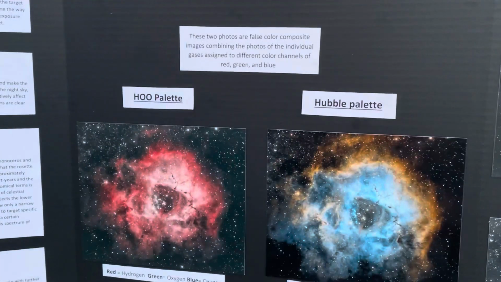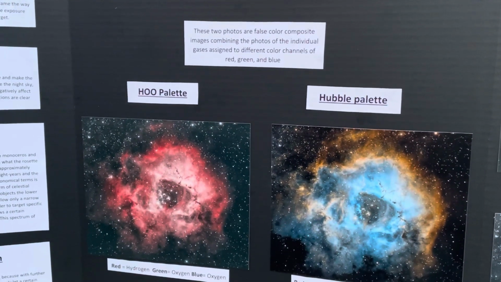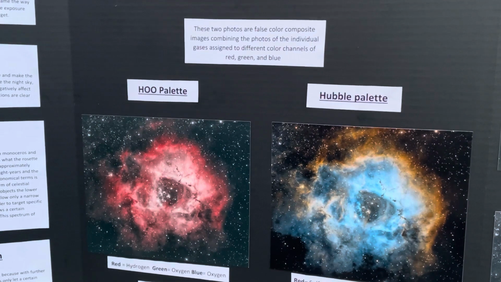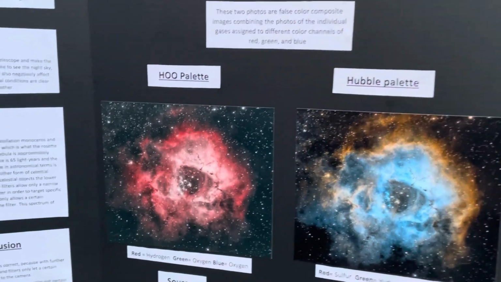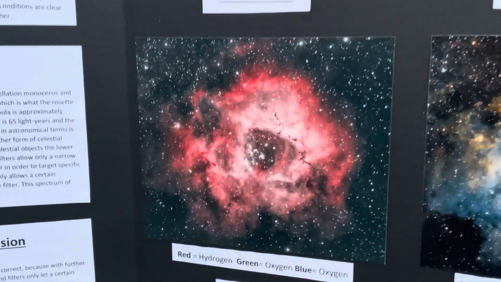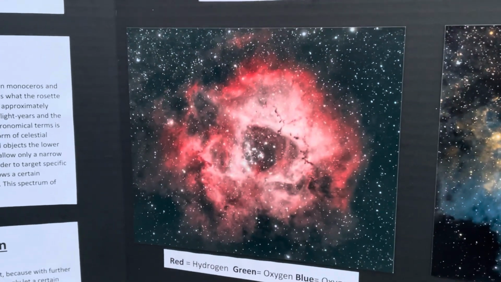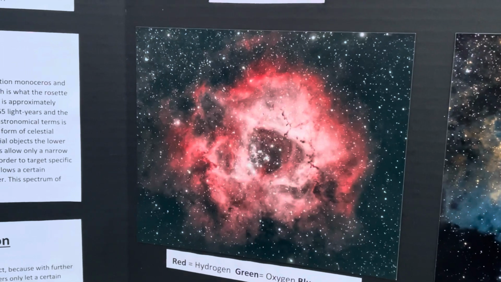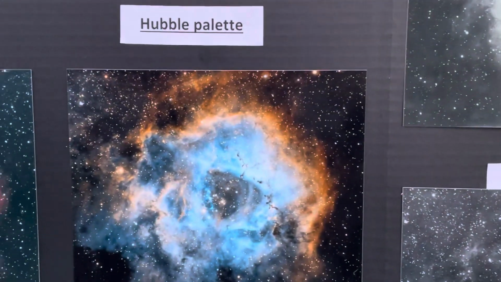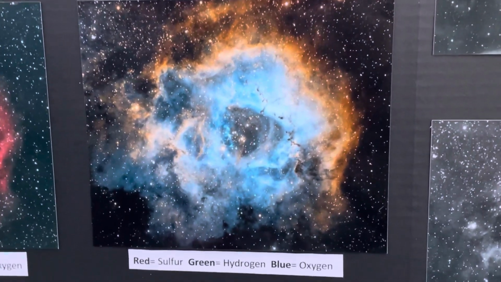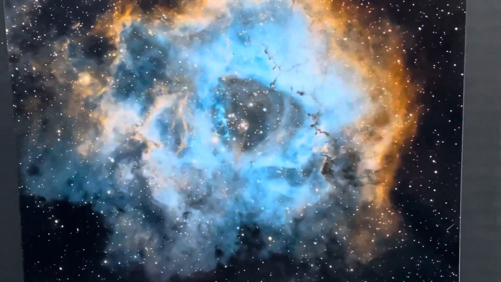These two photos are false color composite images, combining the photos of the individual gases assigned to different color channels of red, green, and blue. HOO palette: red is hydrogen, green is oxygen, and blue is oxygen. The Hubble palette is red, sulfur, green is hydrogen, and blue is oxygen.